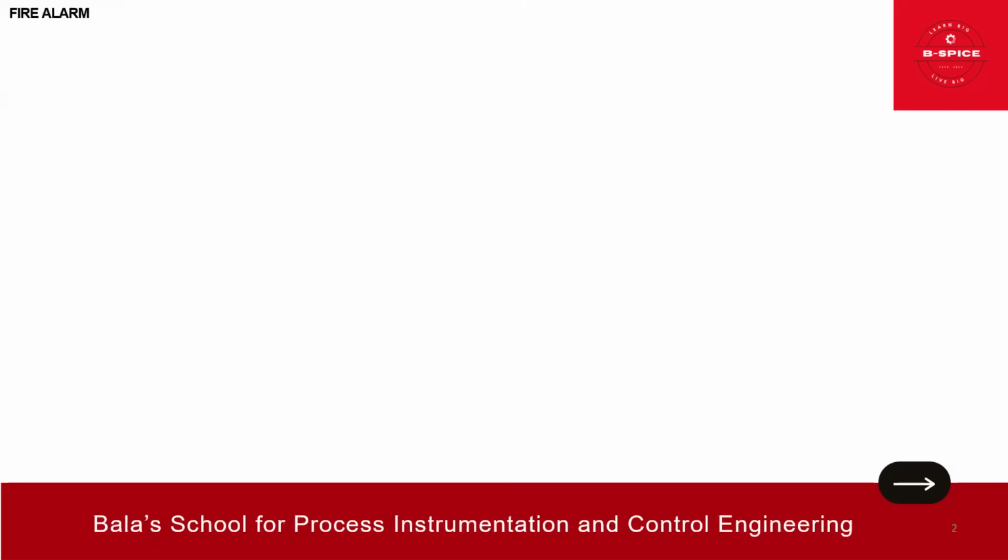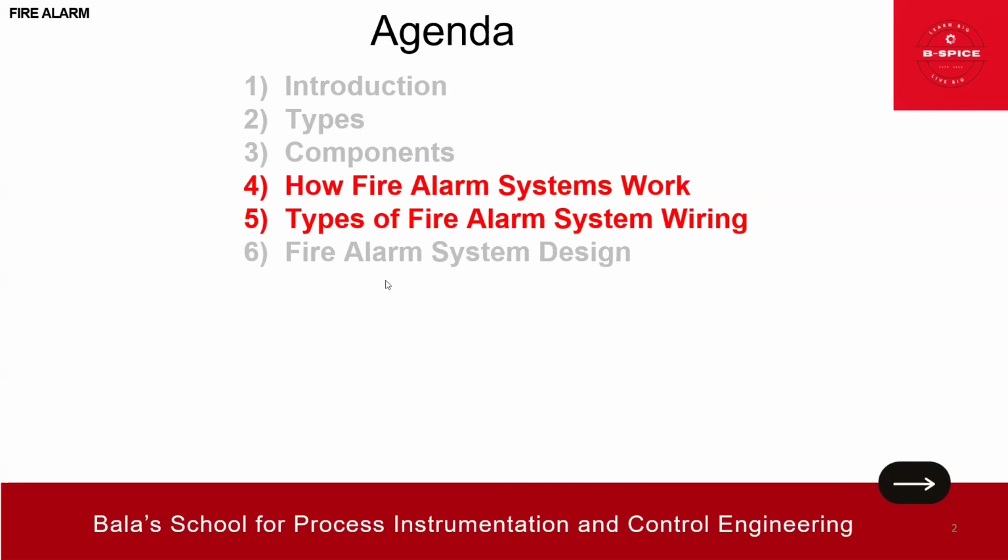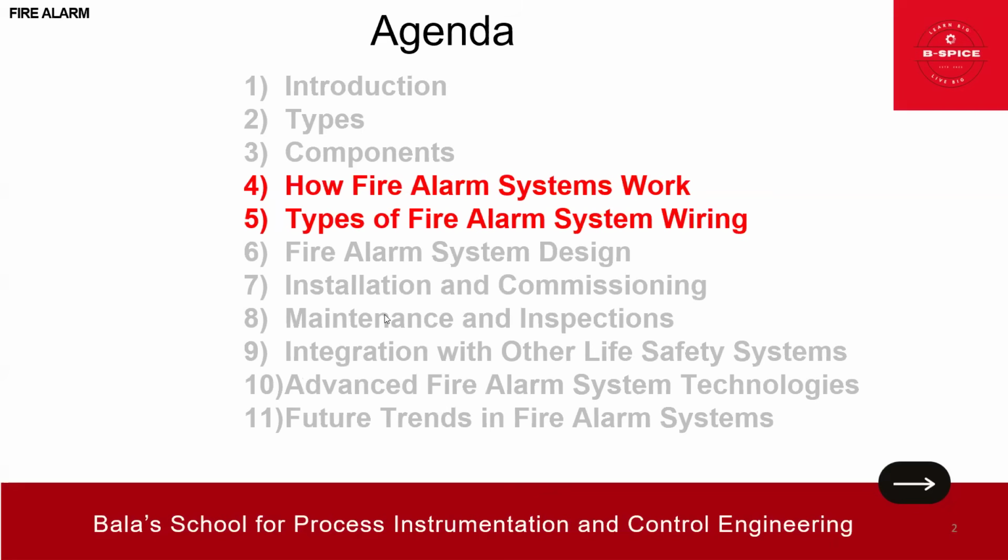Okay, part 2 will focus on how fire alarm systems work and the types of fire alarm system wiring. In part 1, we focused on the intro, types and components. Hope you have watched part 1. If you have not, I suggest you watch that and come to this. Of course, we are not going to stop with this. There are many more to come, which we'll address one by one.